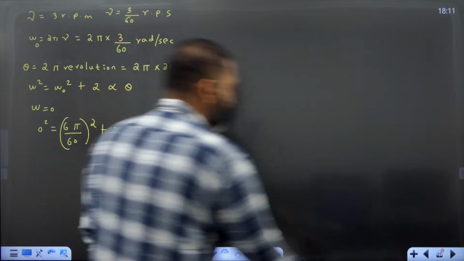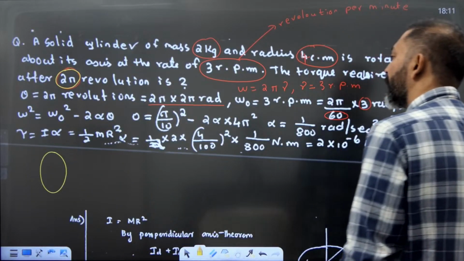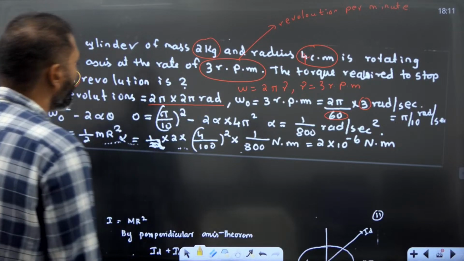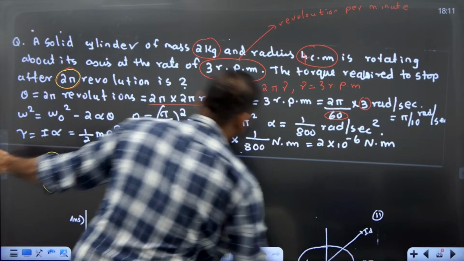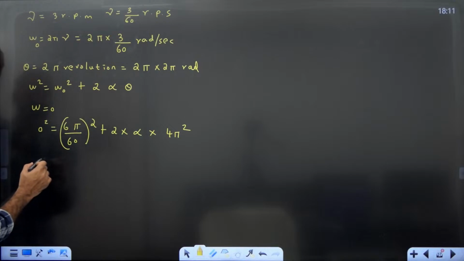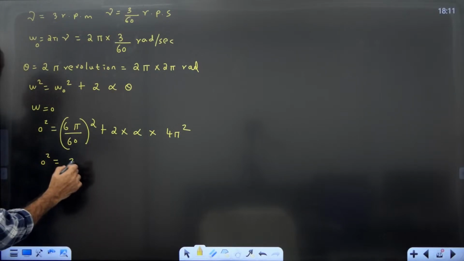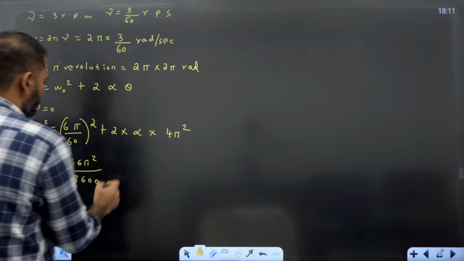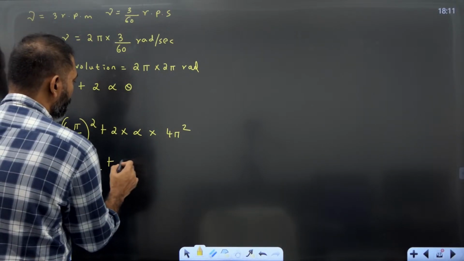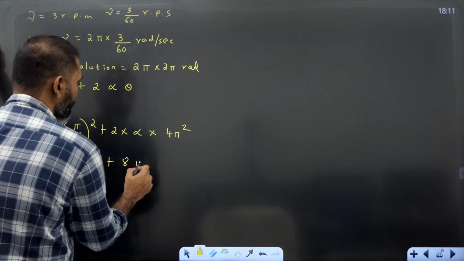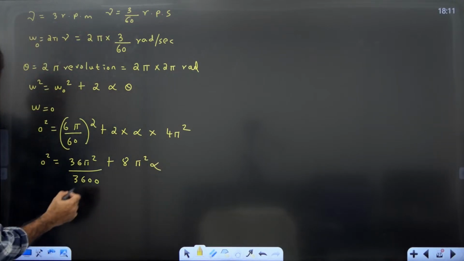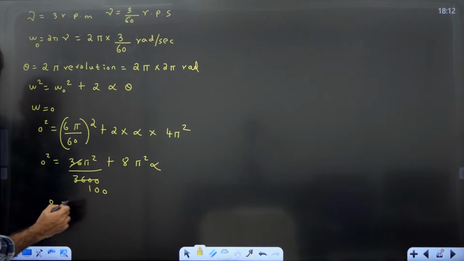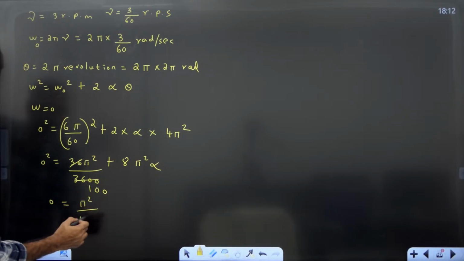2 into alpha into 4 pi square. Now first of all, here we should know, if you solve this, you will get what? 0 square is equal to 36 pi square divided by 3600 plus 2 into 8 pi square alpha. So this becomes 1 by 100.